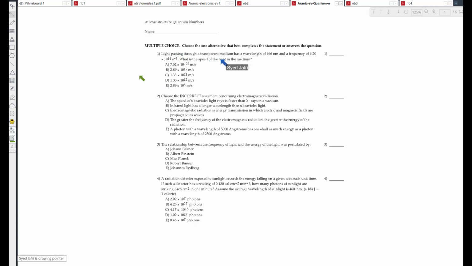Let's see. Light passing through a transparent medium has a wavelength lambda equal to 466 nanometers, and frequency 6.20. What is the speed of the light? Okay, let's see. So speed. I'm just trying to think here. V. V is for speed, right?